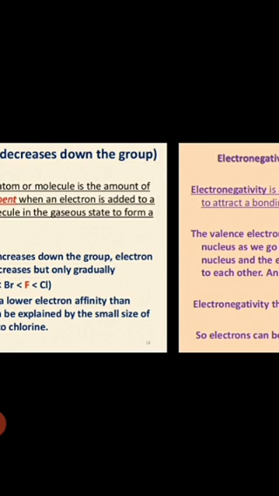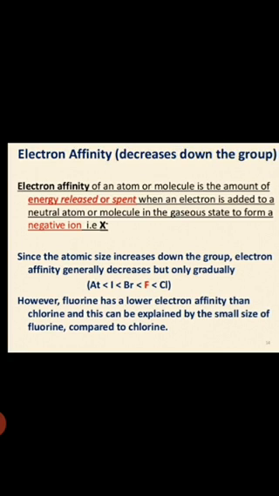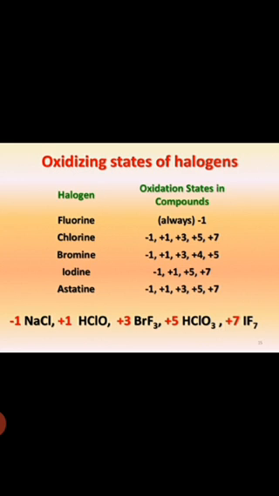Now we have discussed the electron affinity or the electron gain enthalpy, right, students? Now next is the oxidizing state of halogens. We have discussed, students, color also, right? That fluorine is light yellow in color, chlorine greenish yellow, bromine is reddish brown, and iodine is dark violet.